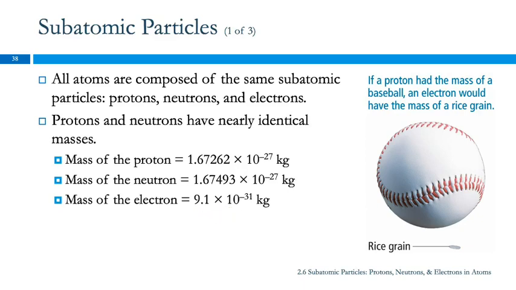minus 31 kilograms. So again, to give you an idea of relative sizes, the proton would be like a baseball. The neutron would also be like a baseball. And then the electrons would be like grains of rice. So much, much smaller.